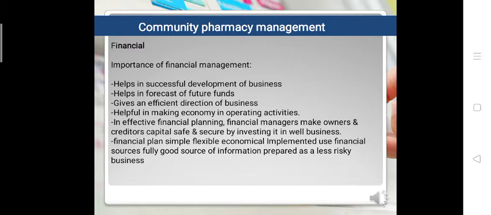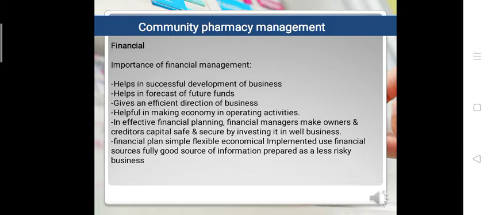Okay. It helps you forecast the future funds. If you want to develop more, you need funds. If you save or make plans which create a lot of funds, you can forecast what you can do in future. Either you can grow your organization in a big manner, or you can set up many other firms from the funds which have been saved by you from this particular firm. So it gives an efficient direction to the business.